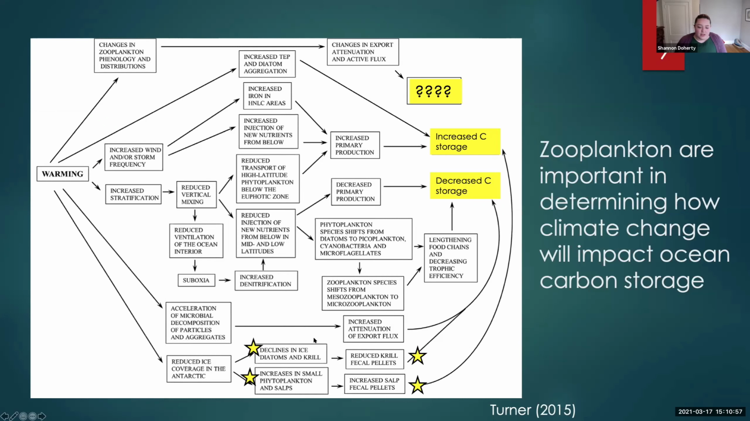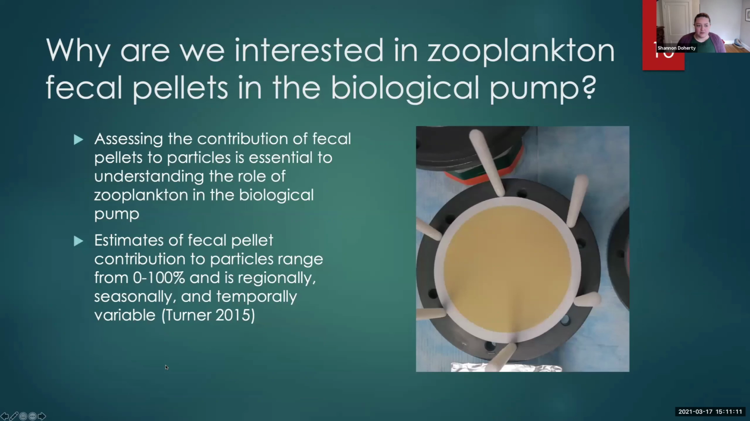So one can imagine that being able to quantify how much these fecal pellets are involved in this biological pump would be essential to testing these hypotheses about how the biological pump will change as the ocean warms. So to summarize, assessing the contribution of fecal pellets to particles is essential to understanding the role of zooplankton in the biological pump. And our current estimates of fecal pellet contribution to particles can range from 0 to 100%, so the entire spectrum, and they are regionally, seasonally, and temporally variable.